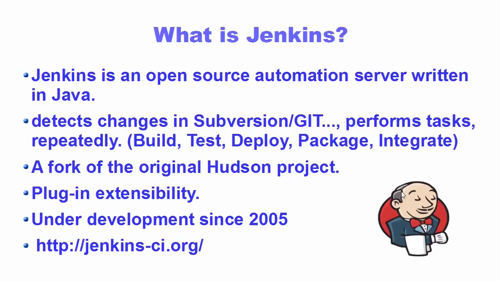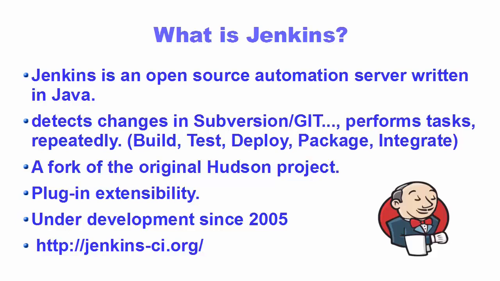So let's get started. First of all, what is Jenkins? Jenkins is an open source automation server written in Java. One can also say that Jenkins is a CI server, where CI stands for continuous integration. And what is CI? We are going to see in detail in the next slide.